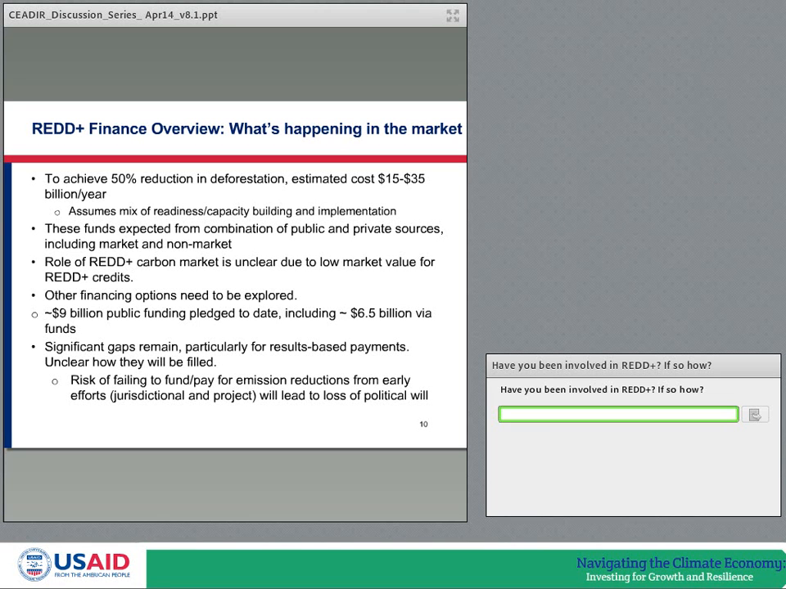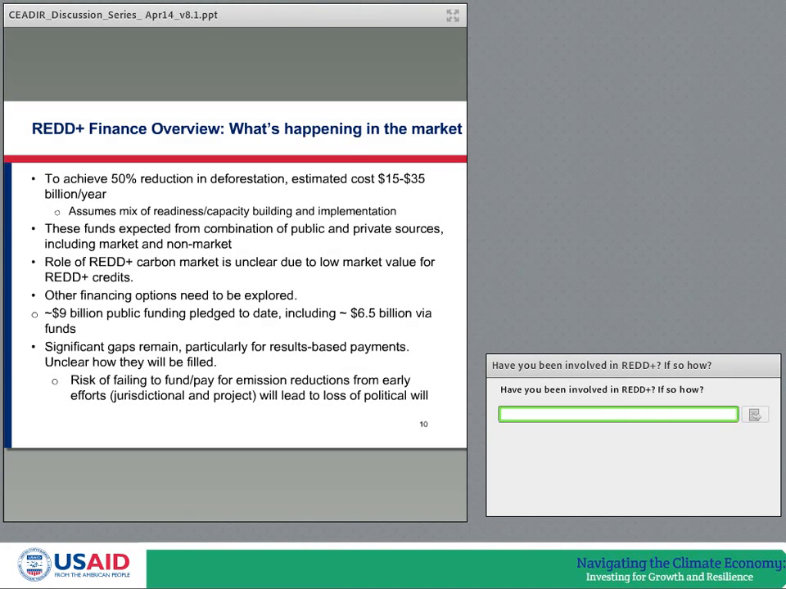I can't recall offhand where I got the $35 billion a year from, but it's other peer-reviewed literature that's out there. And this assumes a mix of readiness, capacity building, and also implementation of activities to actually reduce emissions from deforestation and conserve forests. And that's a lot of money, $15 to $35 billion a year. That's a lot of money to reduce deforestation.